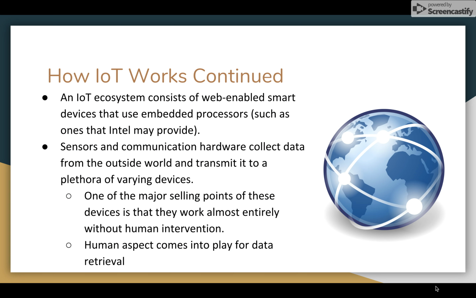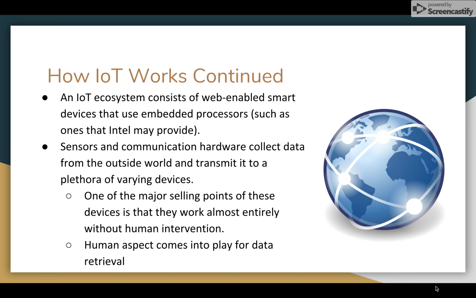So to get a little more technical, the Internet of Things ecosystem consists of what we would call a web-enabled smart device. A web-enabled smart device would essentially be any device that can carry internet on it, and a connection to other wireless or wired devices from that device. So this would be essentially what one's Intel may provide. Say a Chromebook, say a Windows computer, a variety of laptops that Intel services.